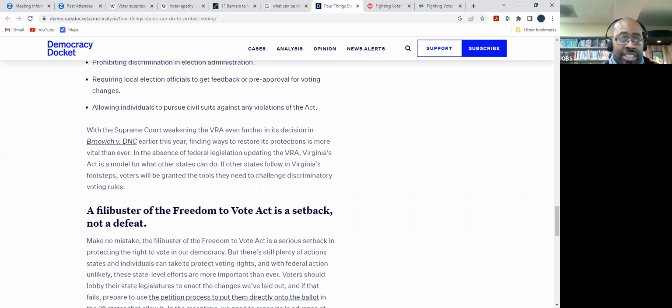This, of course, was actually challenged in the Supreme Court, but Virginia became victorious, and so this law is still intact.